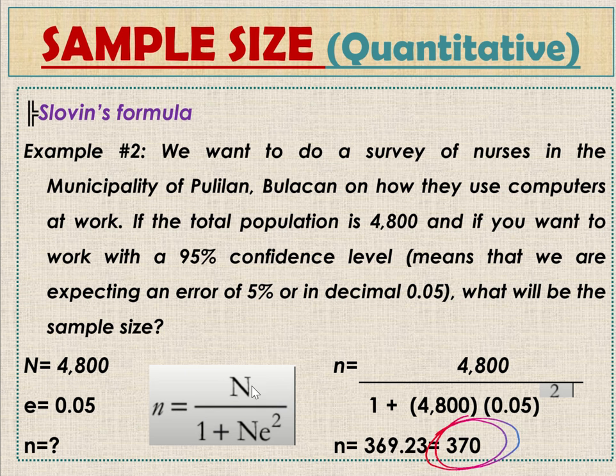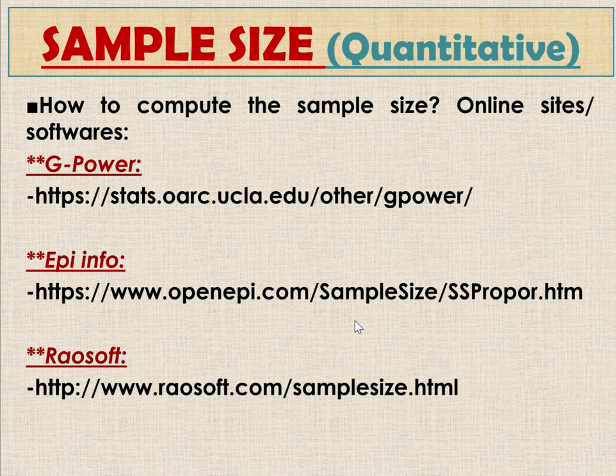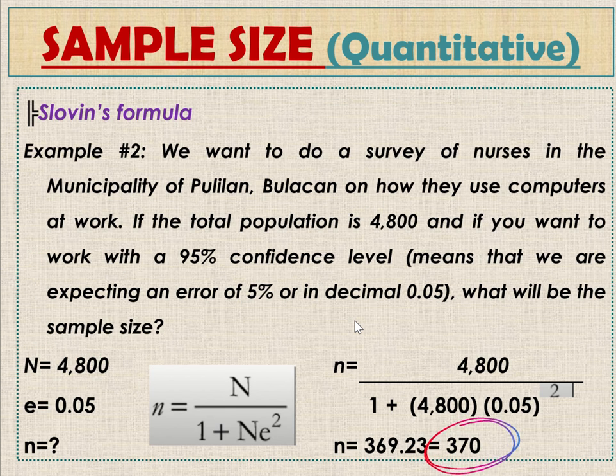So again, you use the formula. You just substitute all the information or the data that we have. And then after your calculation, you will arrive with a sample size of 369.23. And again, you have to round it off and you will arrive at 370. So our sample size is 370 in total. So we need 370 nurses as our sample size from a total population of 4,800 with 5% margin of error. So that's how we compute for the Slovin's formula.